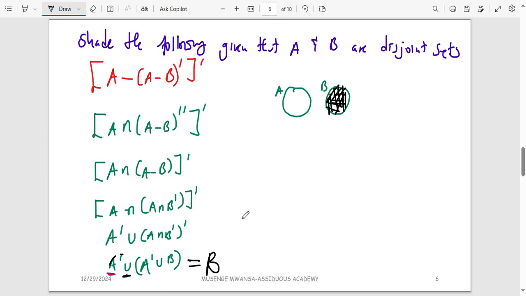Please, I hope you understand this. So please, A complement is going to be equal to B, and B complement is going to be equal to A, because these two sets are not intersecting. Does this make sense? Are we okay?